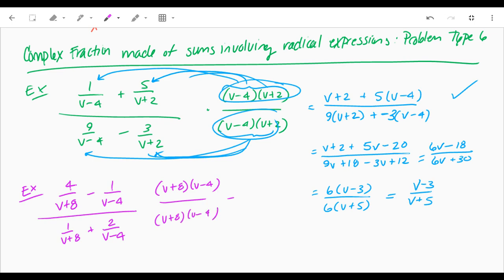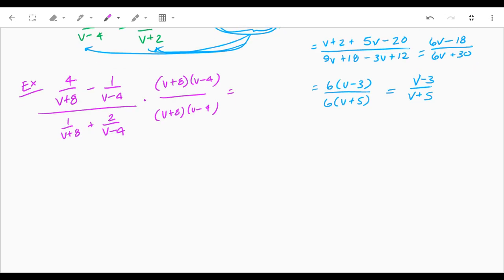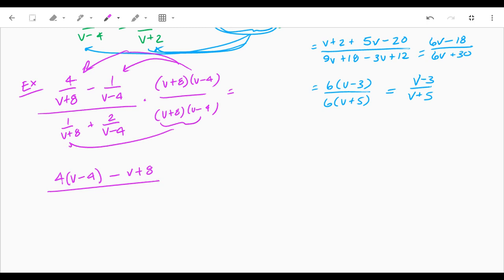Distribute it. Okay. So then when we multiply it by the 4 over v plus 8, we'll be left with 4 times v minus 4 minus 1 times all that. And the v minus 4's cancel out, so we just have v plus 8. And then in our denominator, v plus 8's cancel out, we have v minus 4 plus 2, v minus 4's cancel out, we have v plus 8.